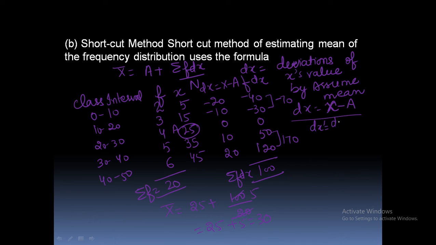Dx dash will be calculated by dx over h. We assume here h is 10. When we divide by 10, dx gives us minus 2, minus 1, 0, 1, 2. Now multiply f by dx dash. We get minus 4, minus 3, 0, 5 and 12, now minus 7 and this is 17. You can see sigma f dx dash is equal to 10.